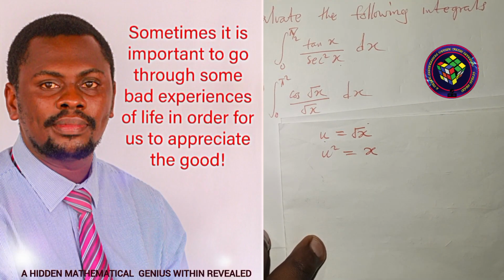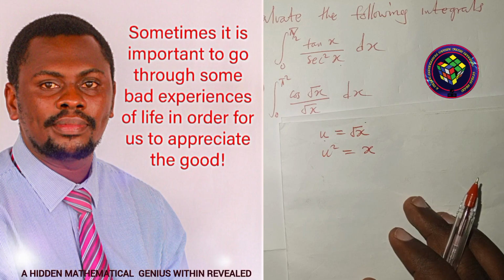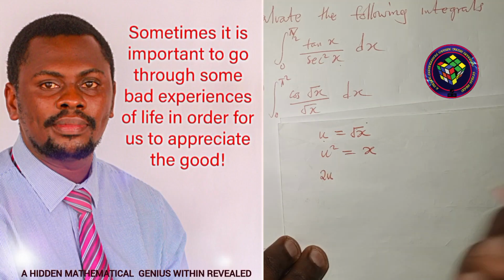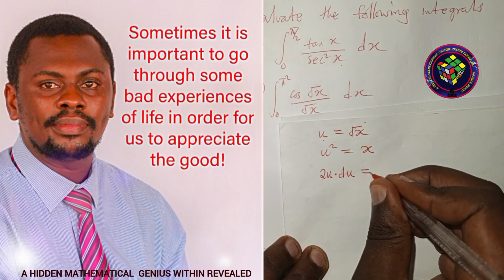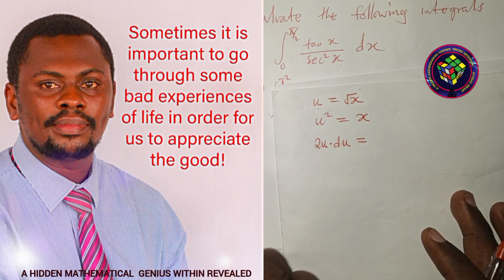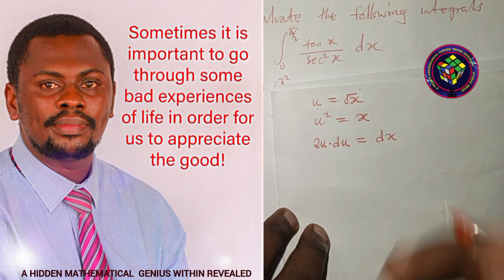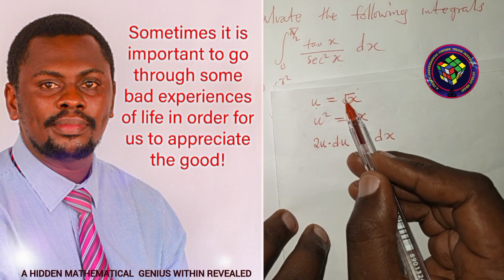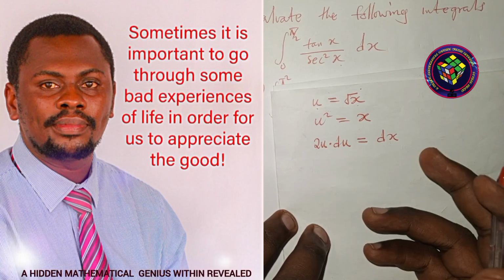Then we try to differentiate. What is the derivative of u squared? The derivative of u squared with respect to u is 2u. Since this is in terms of u, we multiply by du. This is equal to the derivative of x, which is 1, and 1 multiplied by dx gives dx. So in short, where there is square root of x, we'll put a u, and where there is dx, we'll put 2u du.